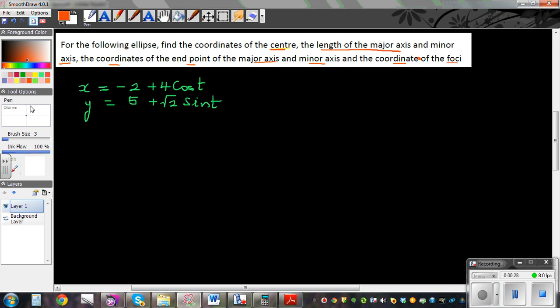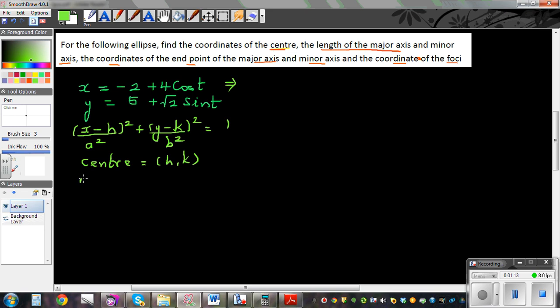Here the ellipse is in parametric form, so let's write this in Cartesian form. Before you do that, you should know that in Cartesian form the equation is (x minus h) squared over a squared plus (y minus k) squared over b squared is equal to 1, where the center is (h, k).